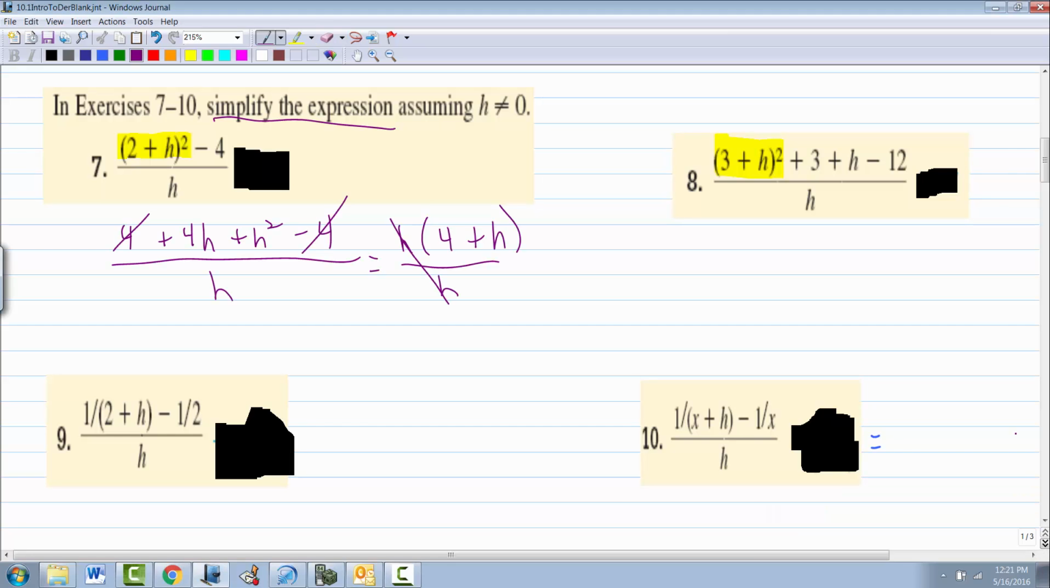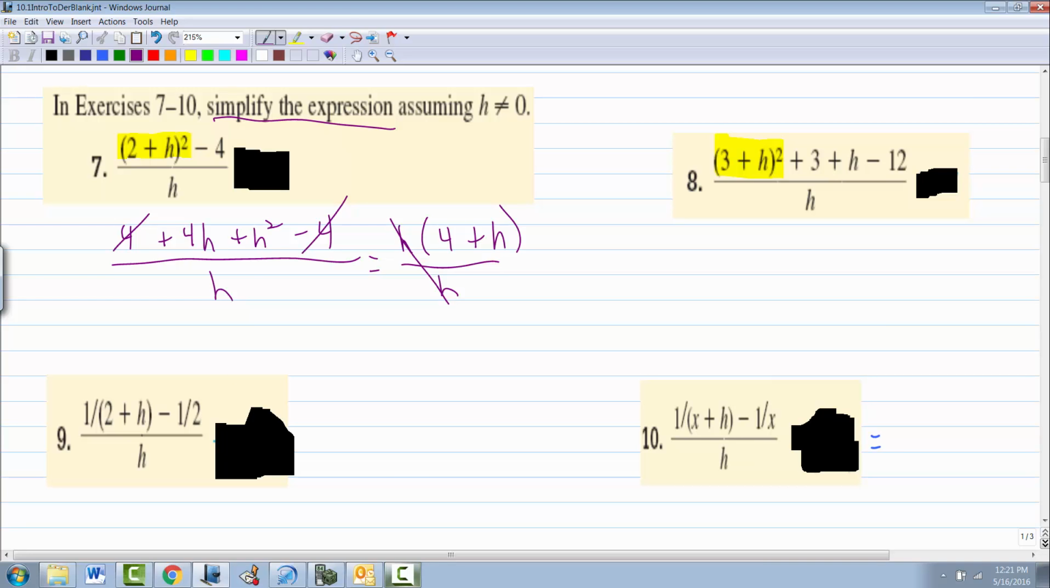Here's the first one. All it was asked was FOIL. Just be good FOILers. It's 2 times 2, which is 4. 2h and another 2h. You can write them out if you want, but you really have to figure out FOIL fast at this point. And then h times h is h squared. The 4's cancel. Factor out an h, then you cancel.